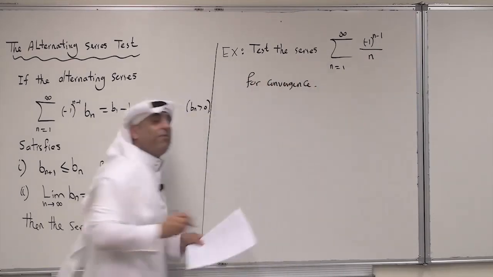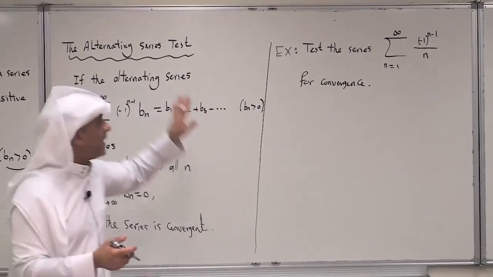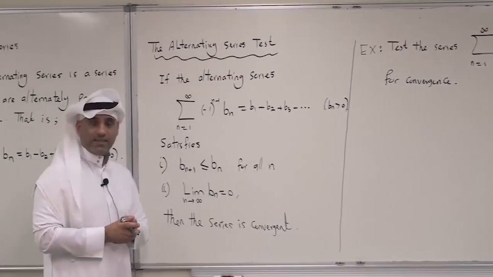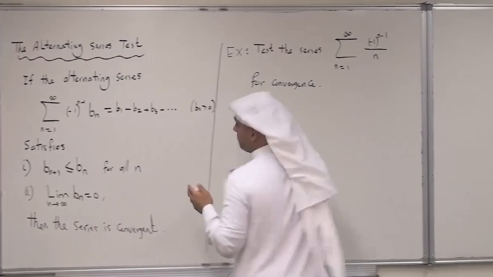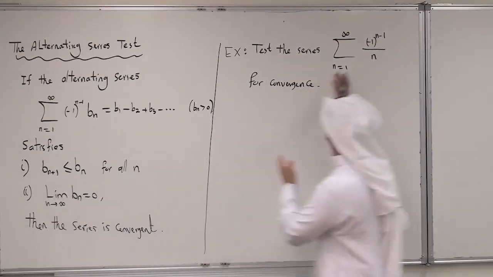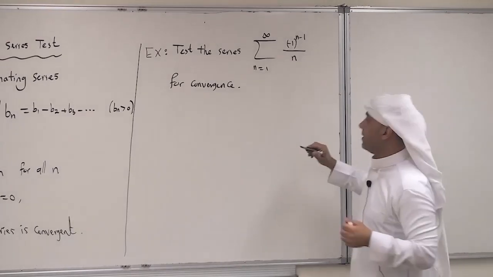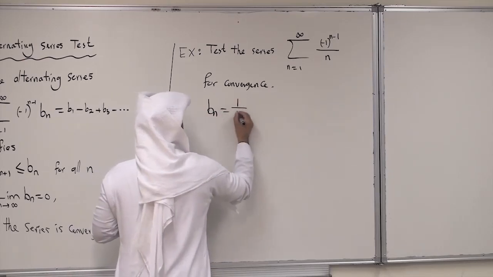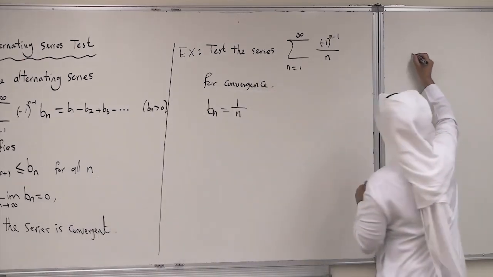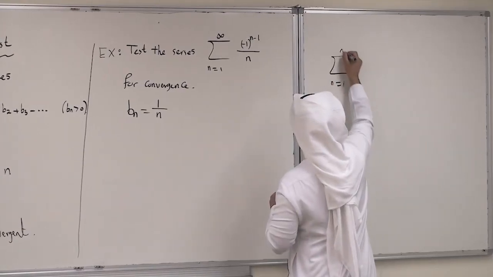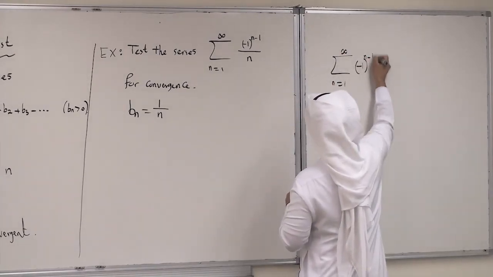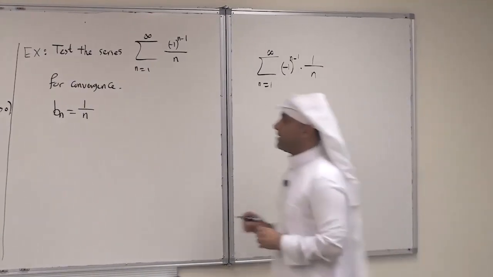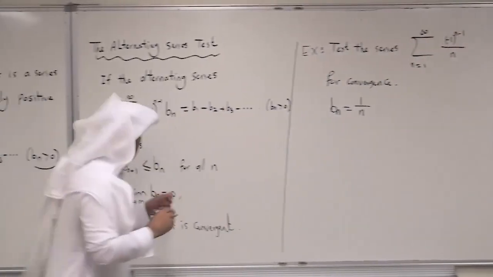Of course, by looking at the shape of the series, we should know that this is an alternating series. And since it is an alternating series, we can apply the alternating series test. The only thing we need to check is the first condition and the second condition. It is already in the standard form, so we need to deduce what bn is here. This is the summation from n equals 1 to infinity of (-1)^(n-1) times bn, that is 1 over n. So our bn here is 1 over n. It is an alternating series and bn is equal to 1 over n. We need to check these two conditions now.